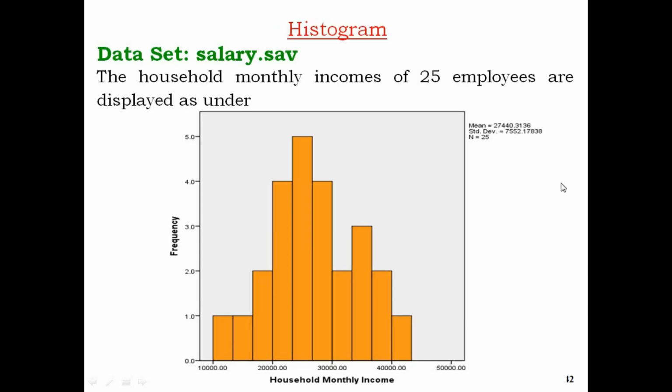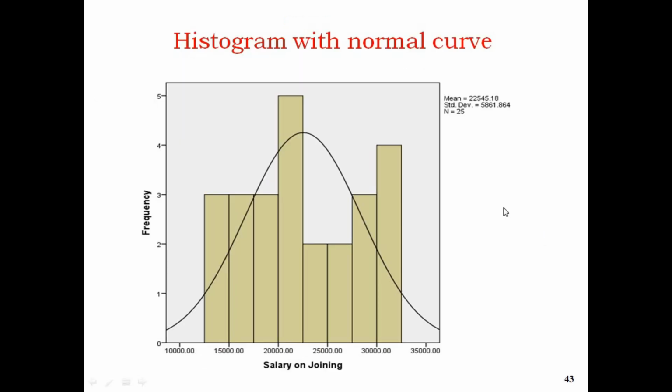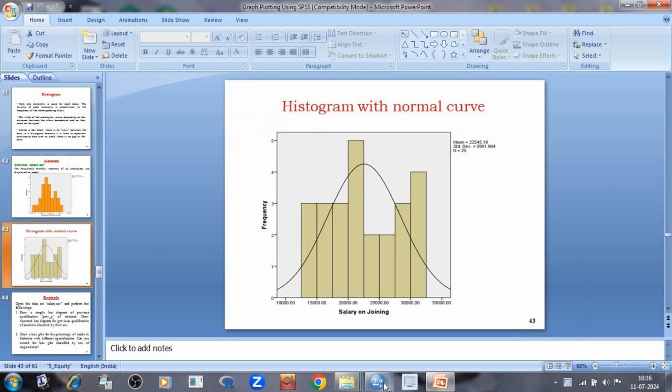Now I have done this histogram in SPSS, and for this I have considered the dataset salary.sav. Here I have drawn this histogram for the household monthly incomes of 25 employees, and here I have drawn the histogram with a normal curve. This is for salary on joining. So how can we perform this? Let's move to our SPSS window.